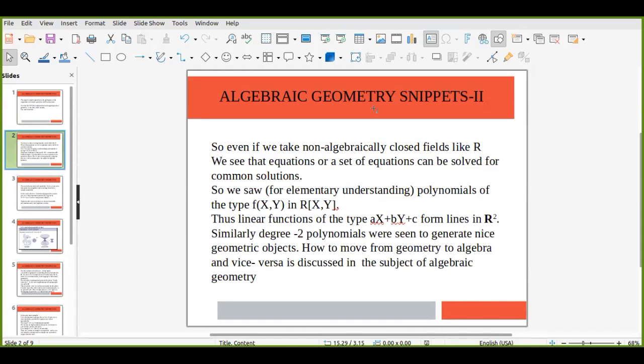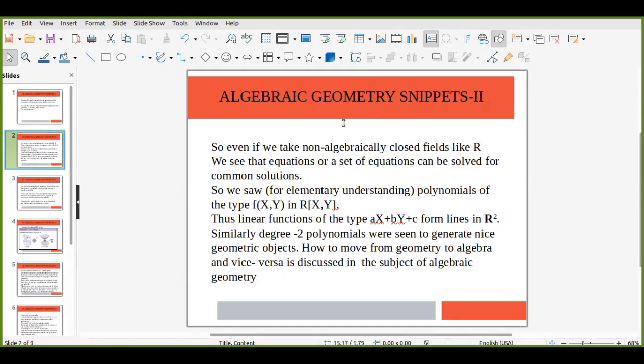Now, even if we take non-algebraically closed fields like R, meaning real numbers, we see that an equation or a set of equations can be solved for common solutions. So we saw in part 1 of my algebraic geometry series that an algebraic variety is defined as a set of zeros of a bunch of polynomial equations. So for elementary understanding, we saw functions of the type f(x, y), which are polynomials in the polynomial ring R[x, y].